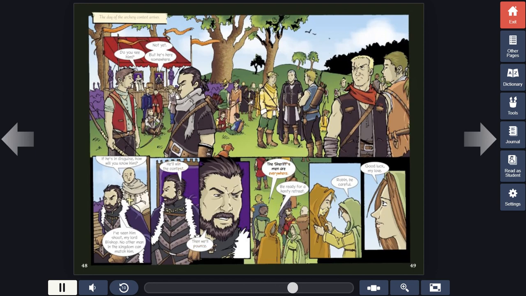The sheriff's men are everywhere. Be ready for a hasty retreat. Robin, be careful. Good luck, my love.